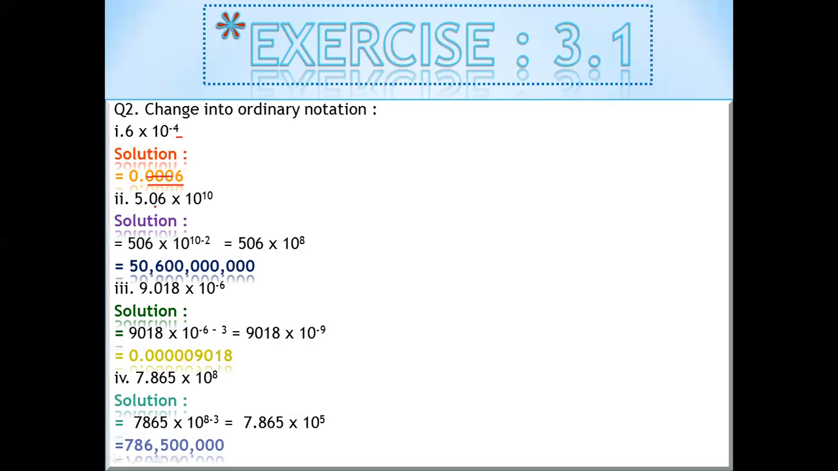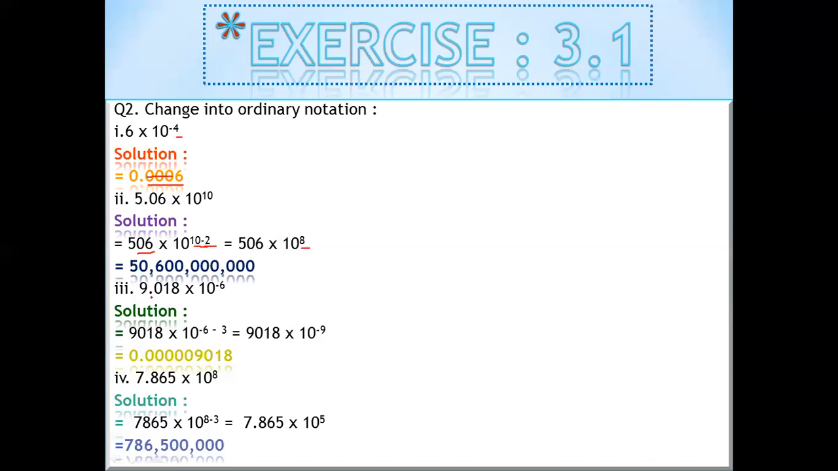Next is 5.06 multiply 10 raised to the power 10. First we remove the decimal from the question. When we remove the decimal, we add minus 2. 506 multiplied 10 raised to the power 10 minus 2. It becomes 10 raised to the power 8. It means now we put 8 zeros in our number.